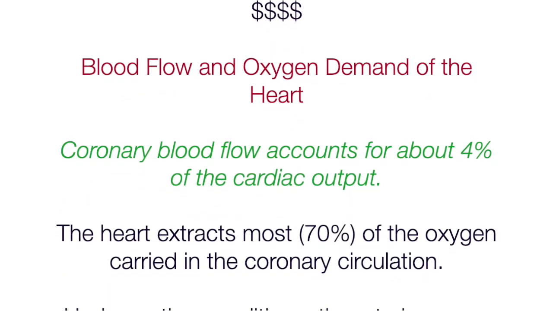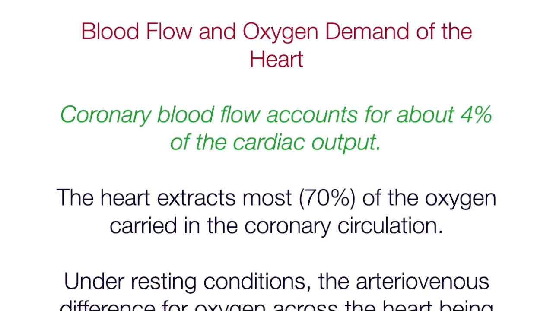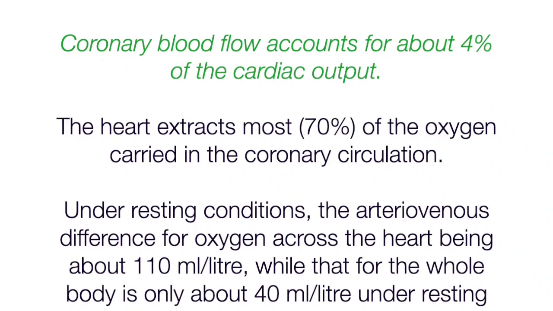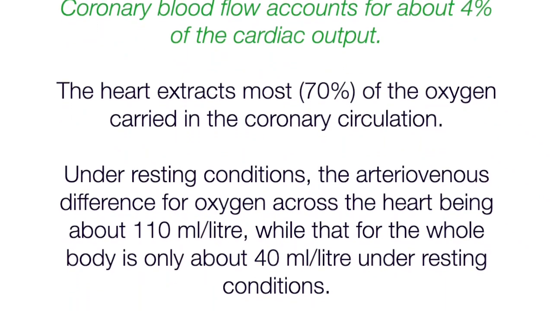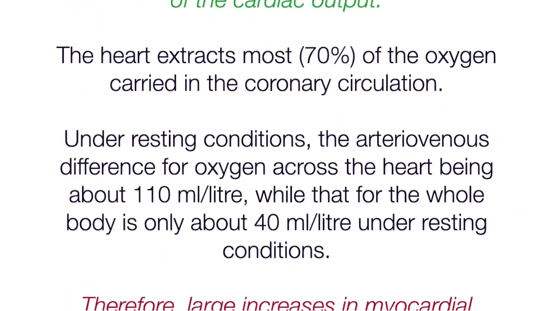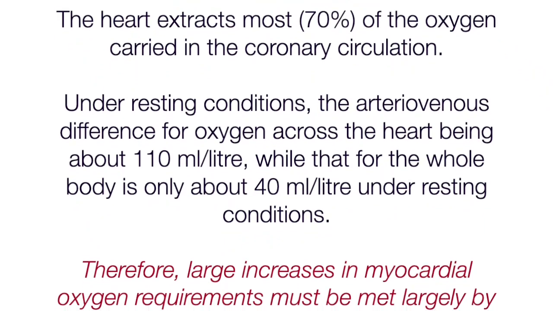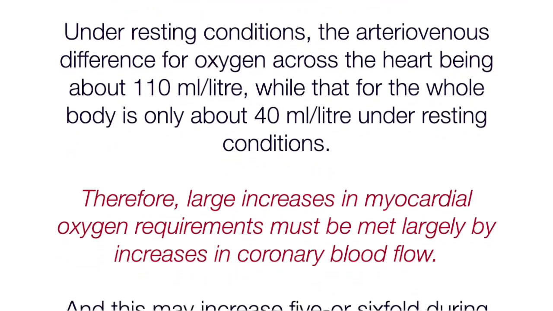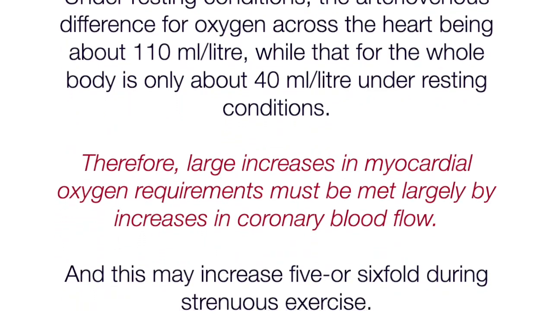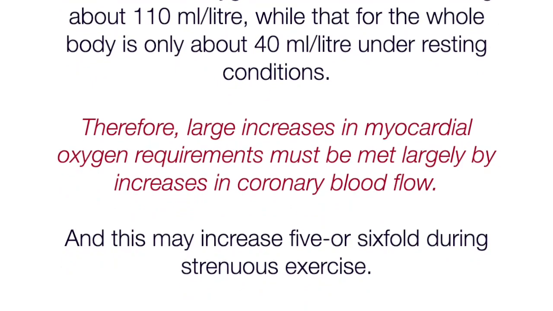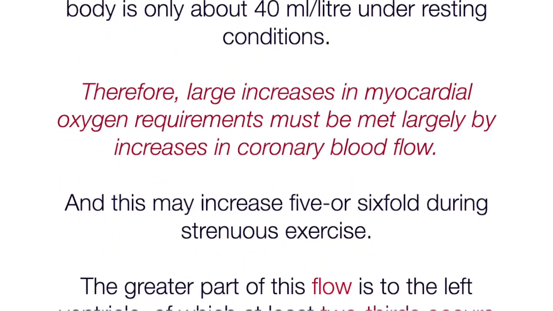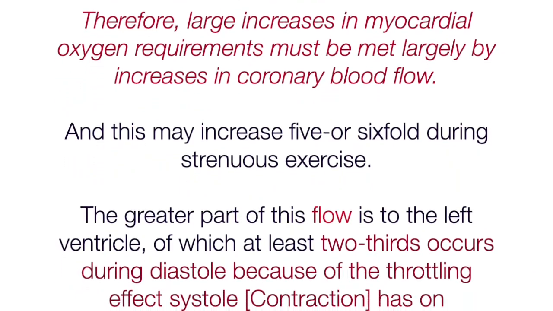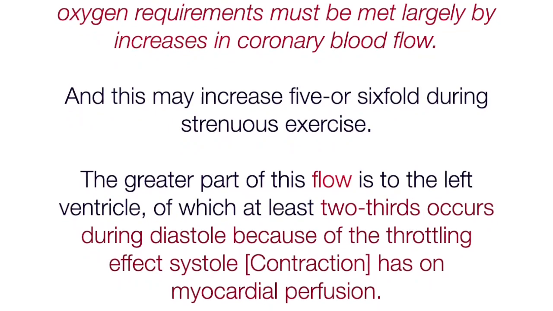Under resting conditions, the arteriovenous difference for oxygen across the heart is about 110 ml per liter, while that for the whole body is only about 40 ml per liter under resting conditions. Therefore, large increases in myocardial oxygen requirements must be met largely by increases in coronary blood flow, and this may increase 5 or 6-fold during strenuous exercise.